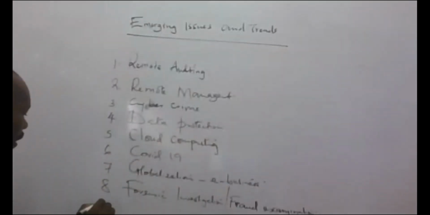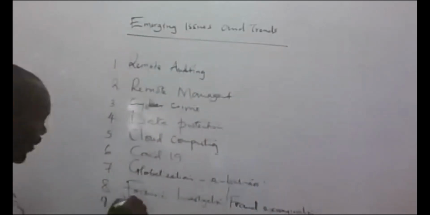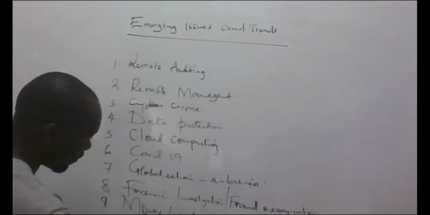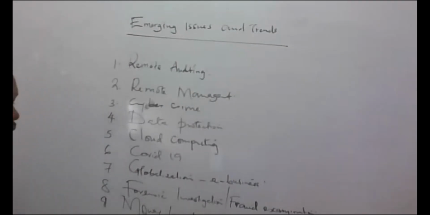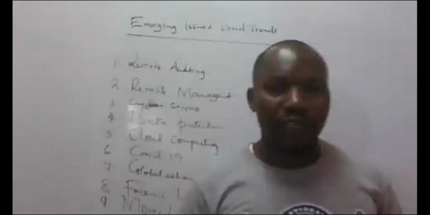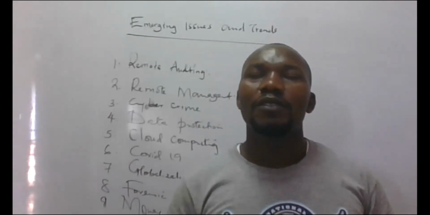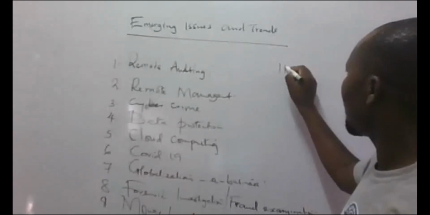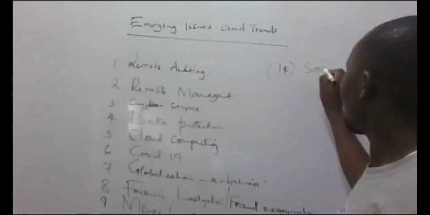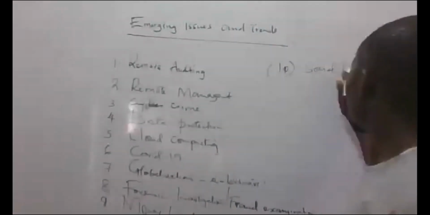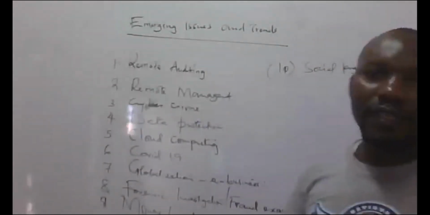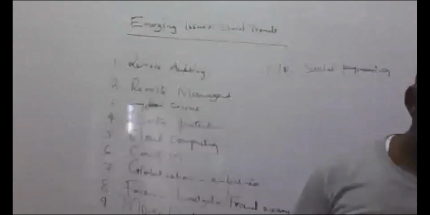I can even separate them. We have number 9, money laundering. What else? We have social engineering. That is number 10. Social engineering. Those ones can come.